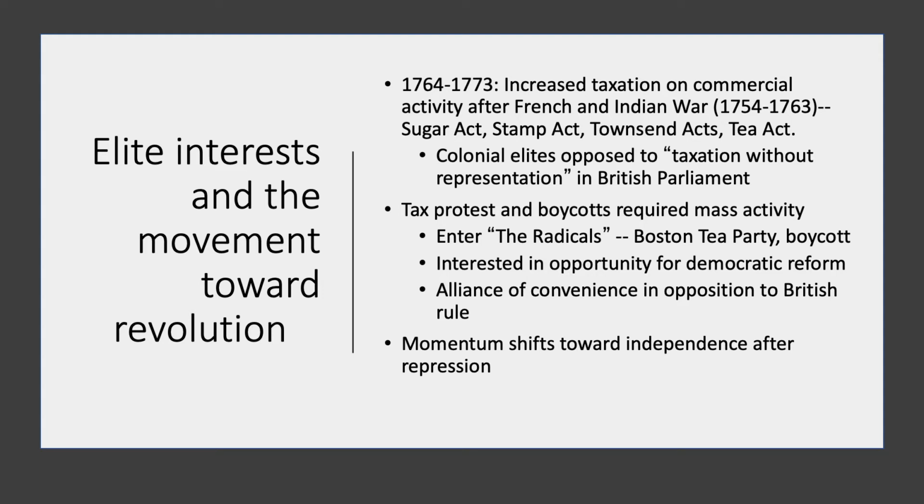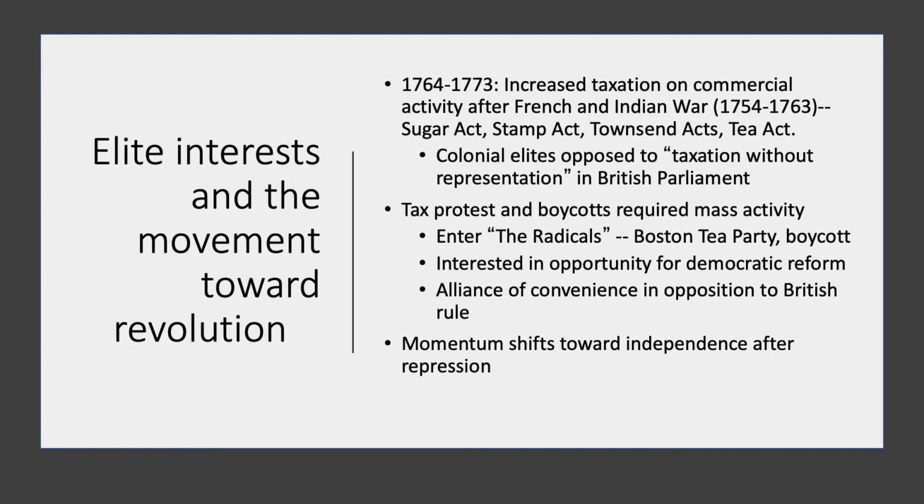And the Boston Tea Party was a protest against a bill that gave a monopoly on the tea trade to the British East India Company and cut the local colonial merchants out of that tea trade, which is very lucrative. There were boycotts, there were other things. So just understand that the radicals were trying to get democratic reform. The elites, the wealthy, simply wanted tax breaks. And they had an alliance of convenience, so to speak, in opposition to British policy.